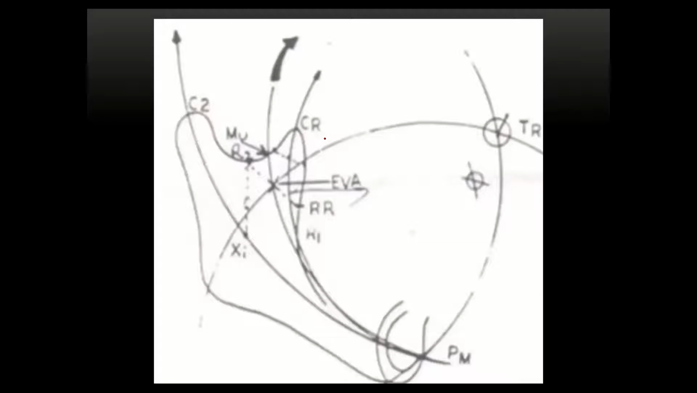Next point is the Eva point. Eva point is actually visible. There are lines like this, and this is the Eva point. It is called the medial confluence. Confluence means the meeting point. Confluence is the meeting point of stress lines.